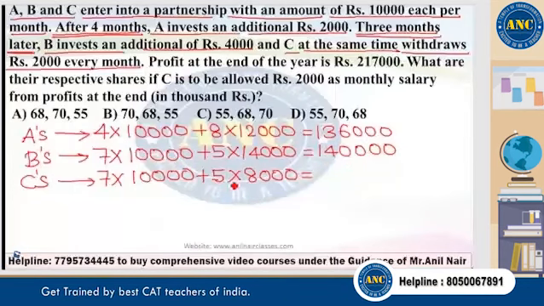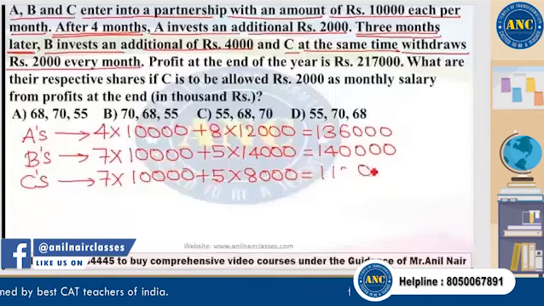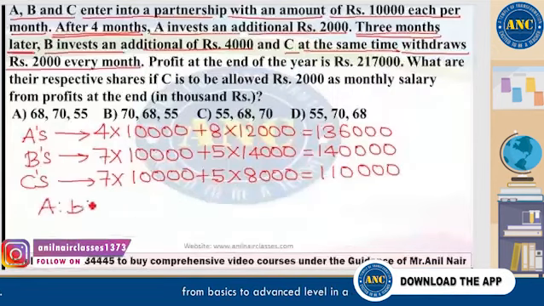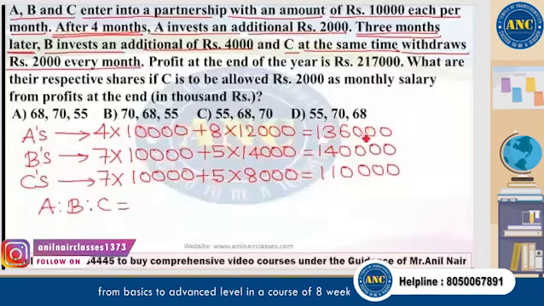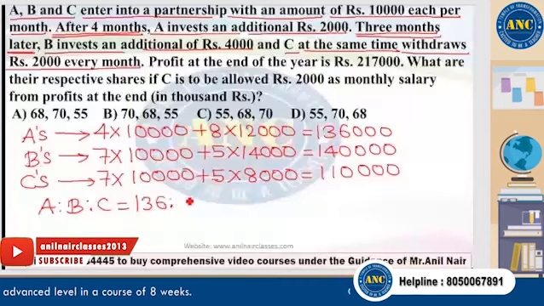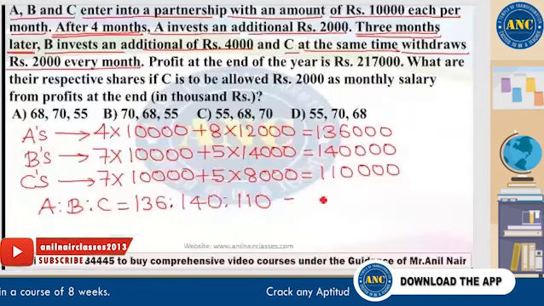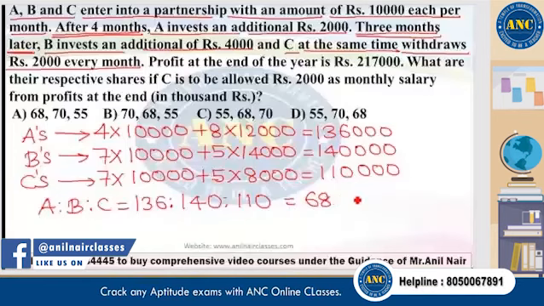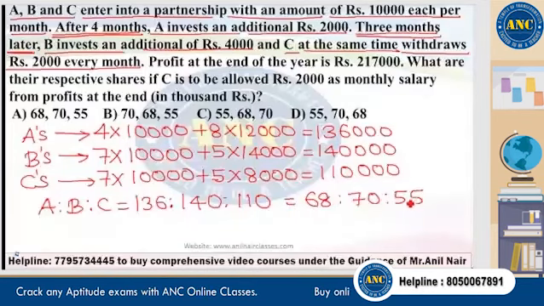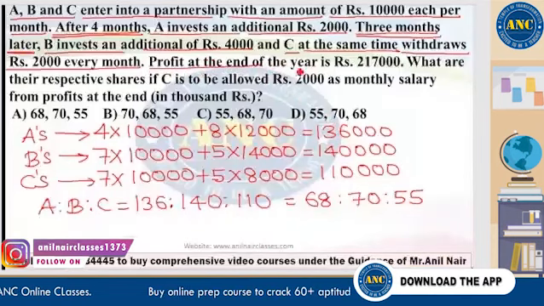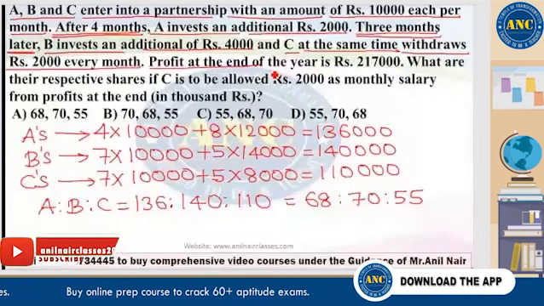And then it is 70 plus 40, it is 1,10,000. Can I say that the ratio of investment of A, B and C is nothing but, 3 zeros will cancel, 136 is to 140 is to 110, which is again simplified as 68 is to 70 is to 55. All are multiples of 2. Right? Now read the next statement. Profit at the end of the year is 2,17,000.